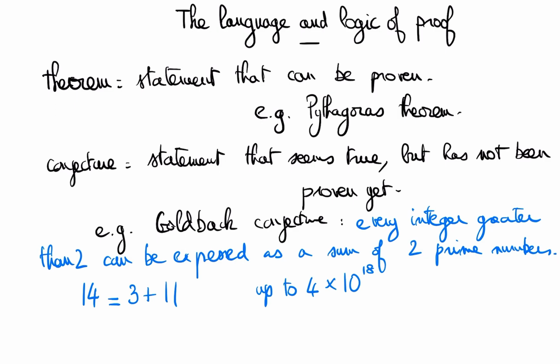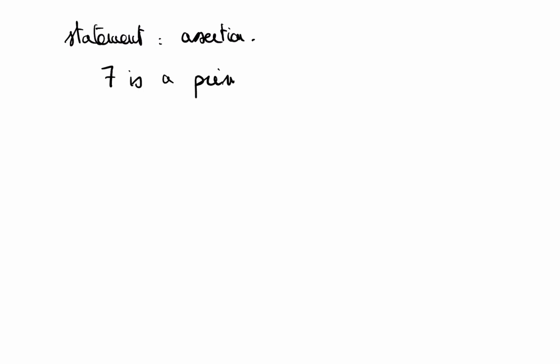Now, a statement, well, that's just simply an assertion. So, for example, 7 is a prime number. Or another kind of statement is x squared less than 20.